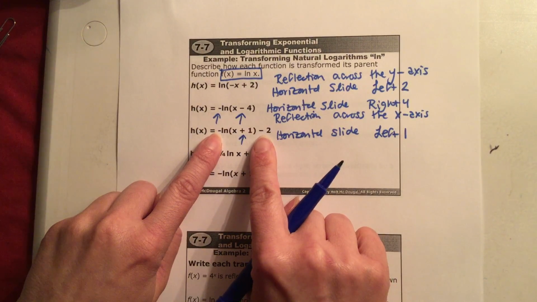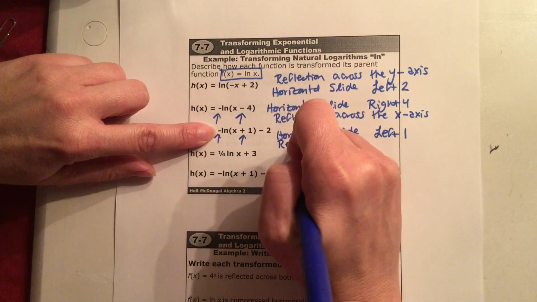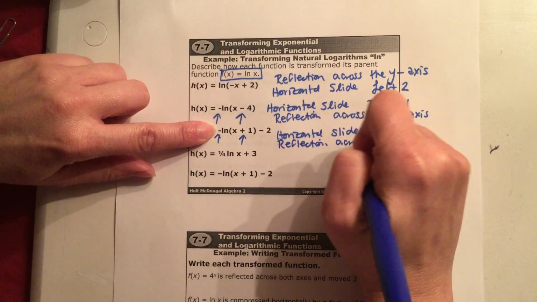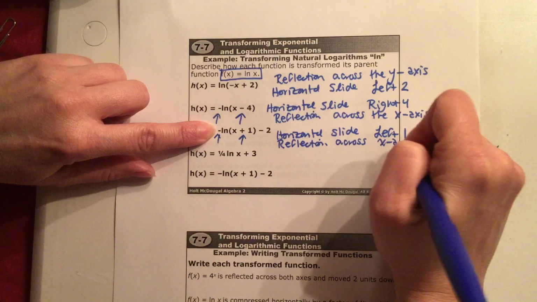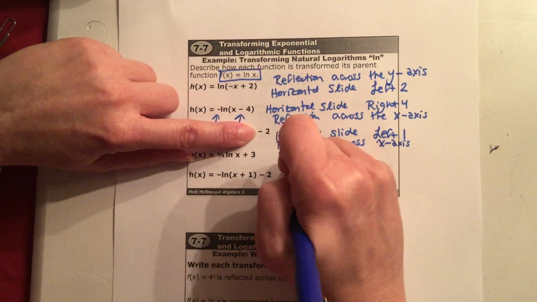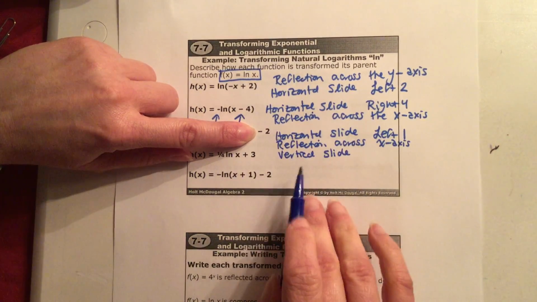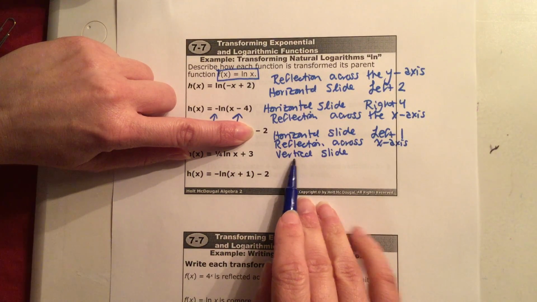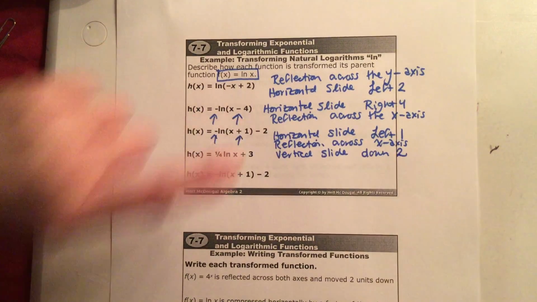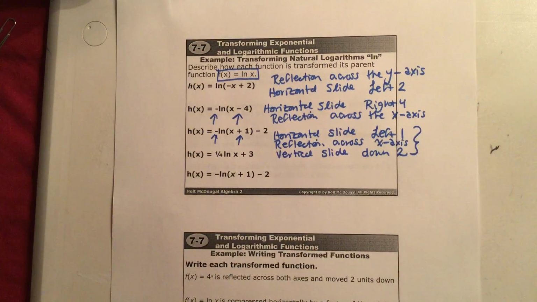Now I have multiplication and subtraction. Multiplication goes first. It's a negative, so it's a reflection. It's out front, so it's a reflection across the x-axis. Then I'm minusing at the end, not in parentheses, so it's a vertical slide or translation. Vertical lines run up and down, so it either has to be up or down. It's -2, so we are taking that function and moving it down 2. So there are times where, check this out, there are 3 different things going on.